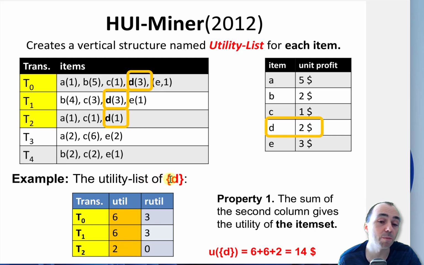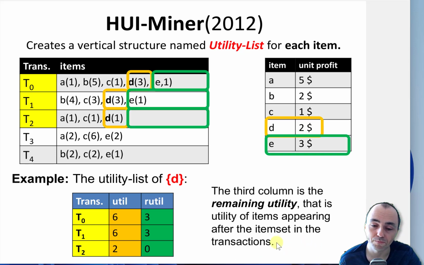Now there's a nice property about the utility list of D, about this table. If you do the sum of this column, it will give you the total money for D. So here 6 plus 6 plus 2 will tell you that D totally makes $14 for the utility, the profit.